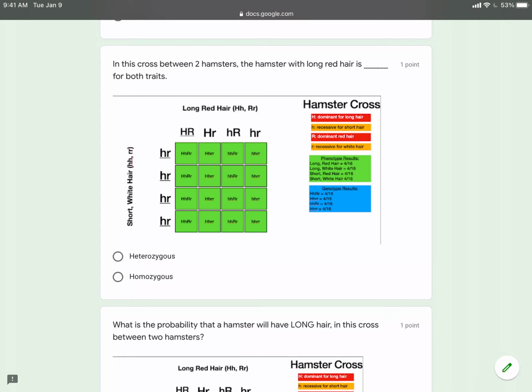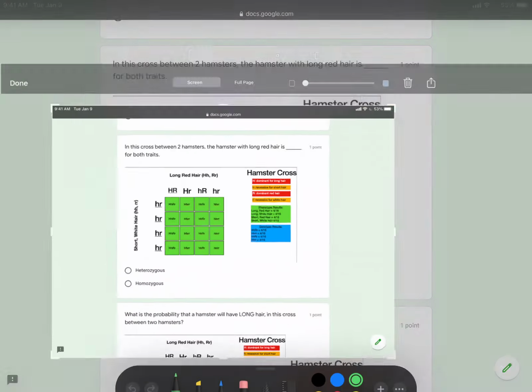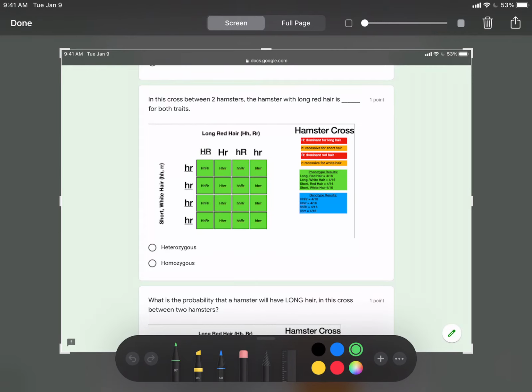And remember that you're looking at two traits simultaneously. So if I pause here, there we go. Capital H in this is dominant for long hair. So that's if you get big H, big H, or big H, little h. And the only time you would get short hair would be if you had little h, little h.